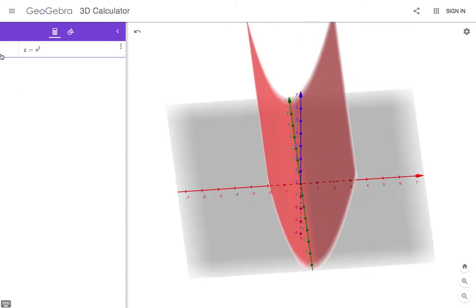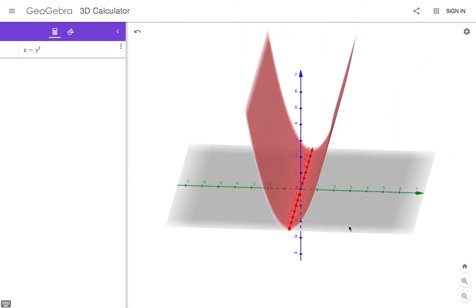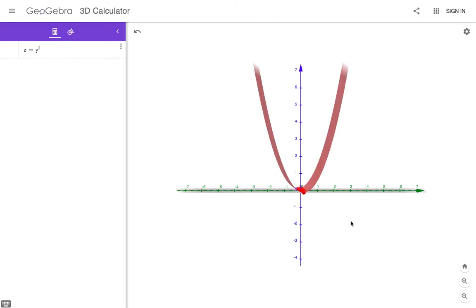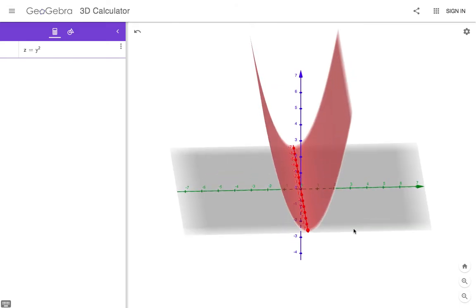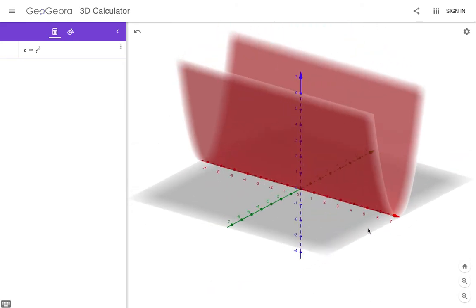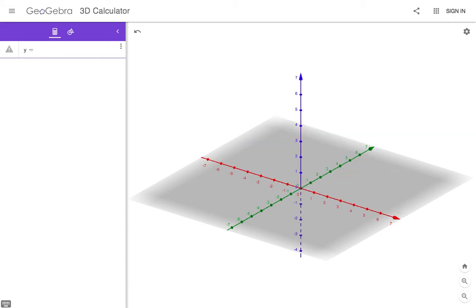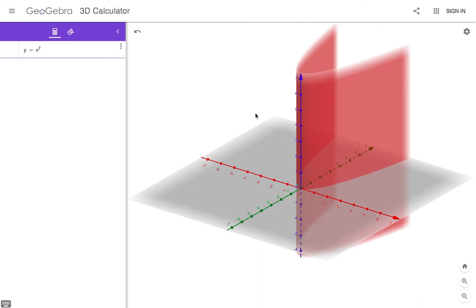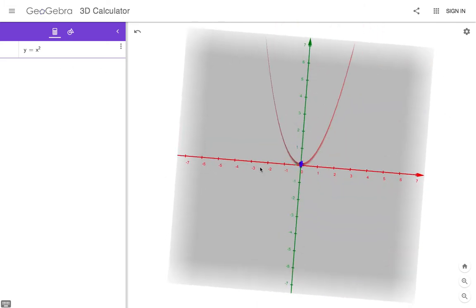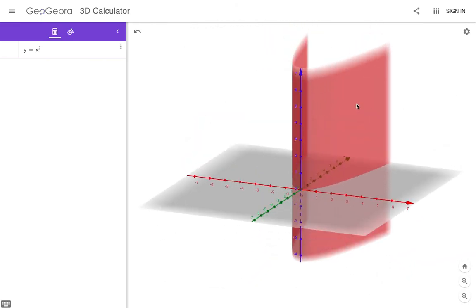Now, what if I typed in z equals y squared? Now I get a parabola in the yz plane. And x could be any value it wants. So I get this parabola stretched in the x direction. And then, of course, if I go with our good old friend y equals x squared, now if I look at my xy plane, well, you can't see it because it's too thin. You see I have the same old parabola, the y equals x squared parabola. It's just been stretched in the z direction.